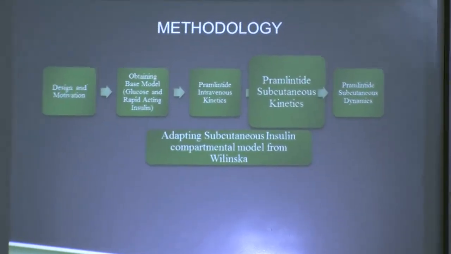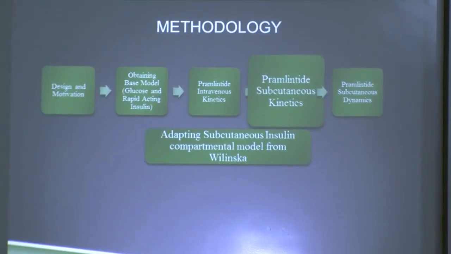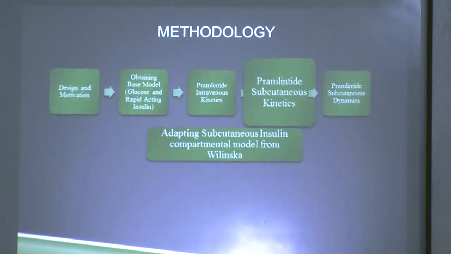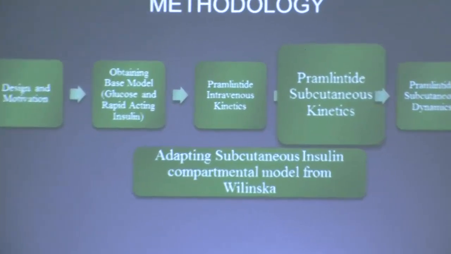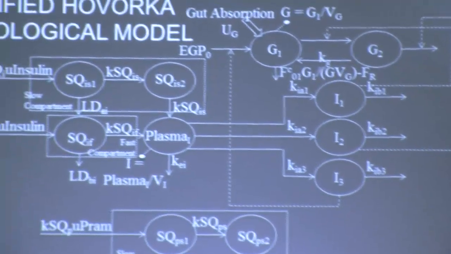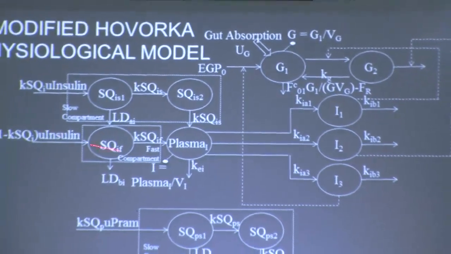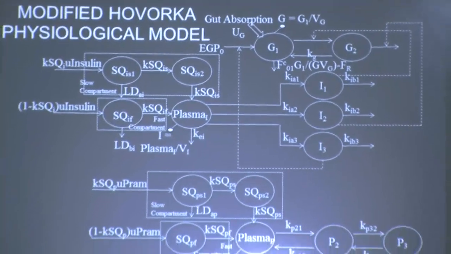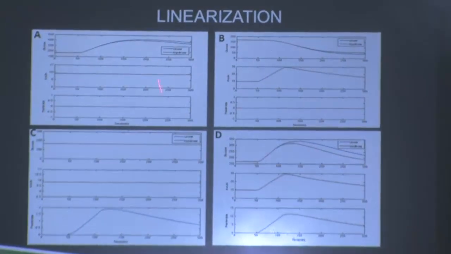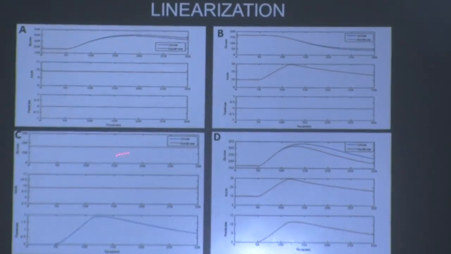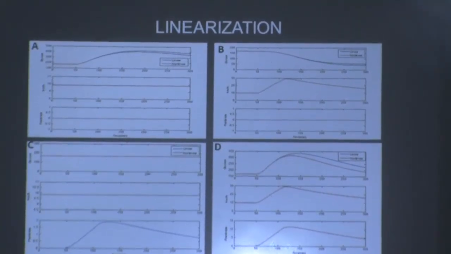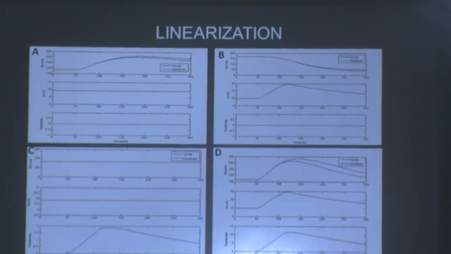So then we moved on to Pramlintide subcutaneous kinetics. The first thing we did is we tried to adapt the subcutaneous insulin kinetics we found in our base model. So we replaced it, and as you see, they're both the same. We linearized it. What you're seeing is non-linear, and the reason it diverges is that when a system is non-linear, it diverges from a linear system.